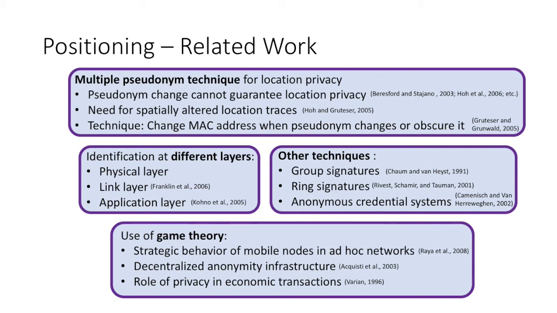This is shown in the article of Beresford and Stajano of 2003 and Ho and colleagues' paper of 2006, among others. Other works, such as Ho and Gruteser's article of 2005, show that even without pseudonym location privacy, it is not guaranteed. So location traces should be altered spatially.